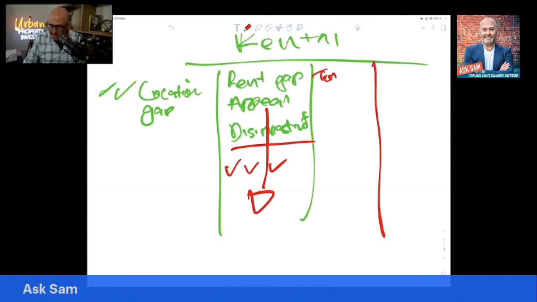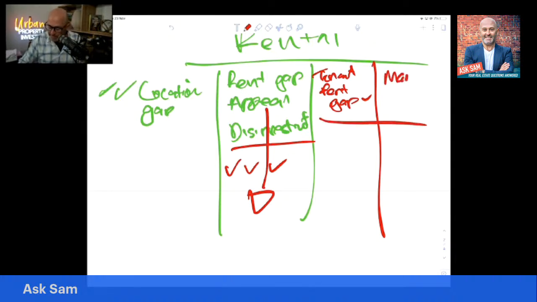The other one is the tenant rent gap. So obviously some people in society earn more than others. If we can find where those people predominantly live, they have a higher disposable income, so you can charge them a larger proportion of their income in rent. That's fundamentally how it works.